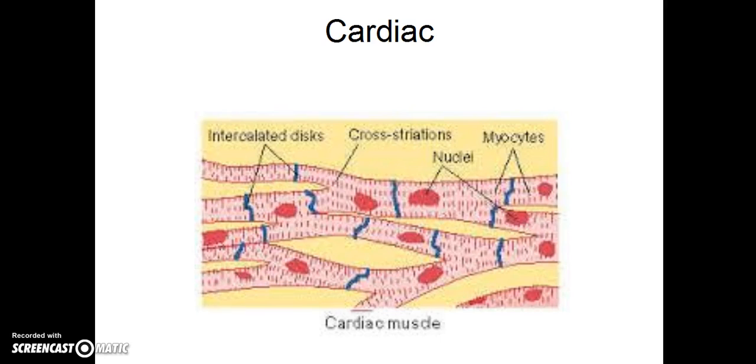Cardiac muscle. The heart. The cardiac muscle, like the smooth muscle, is one we cannot control. It pumps blood around the body, pulsating, contracting around 60-80 times a minute.